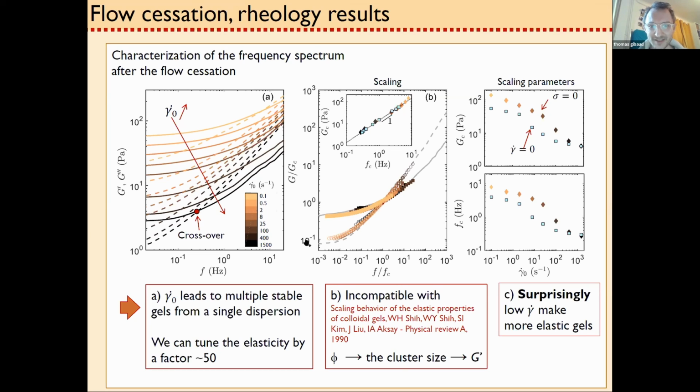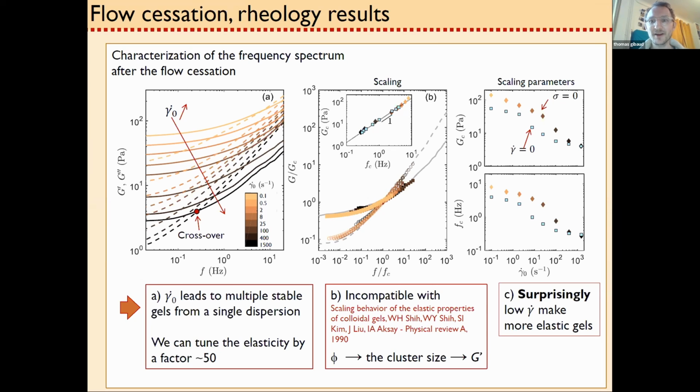As Véronique Trappé did, you can do some rescaling that goes nicely. You have a linear scaling between the elastic modulus and the crossover frequency, which is due basically to the background viscosity, which is here. And here are the scaling parameters. So at low shear rate, you form a strong gel, and at high shear rate, you form a soft gel. And that's kind of a surprise to us.